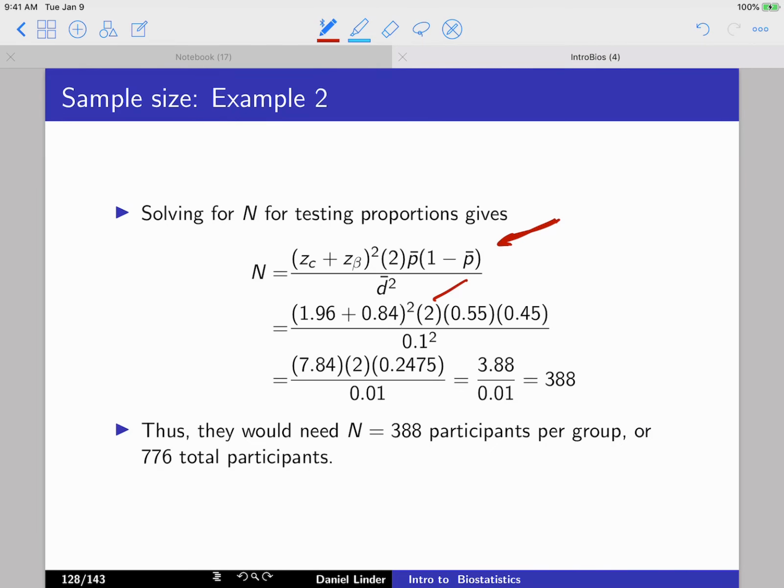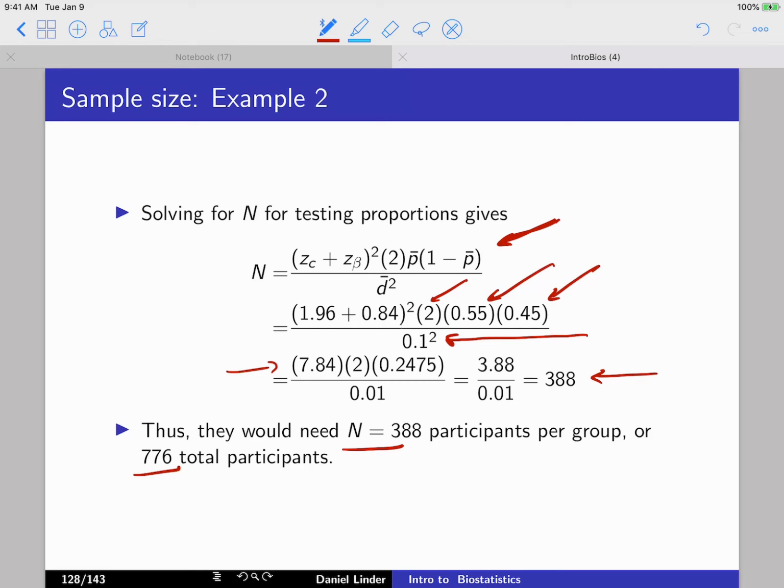This 2 is just part of the formula, and this is p bar, and this is 1 minus p bar. All right, and finally, in the denominator, we have this observed difference that we want to call significant, which was 0.1 squared. If we plug all the numbers in, we wind up getting 388. So our n would be 388, and if we wanted to calculate the total number of participants, we would need to multiply that by 2.